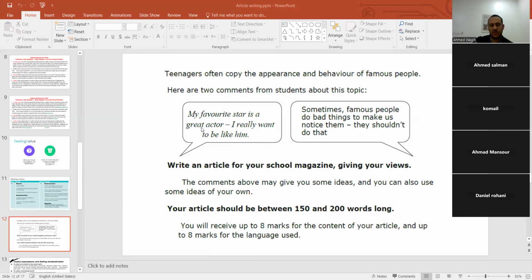One of the students says, my favorite star is a great actor. I really want to be like him. And other people say, sometimes famous people do bad things to make us notice them. They shouldn't do that. So you have two opposing ideas. Some students are for copying famous people, and some are against that because famous people are normal people, and sometimes they on purpose do something bad just to get attention and to have reach or to have fame, you know. So he's against that.